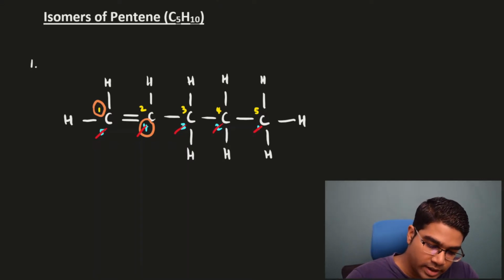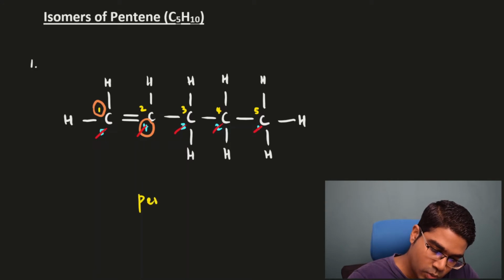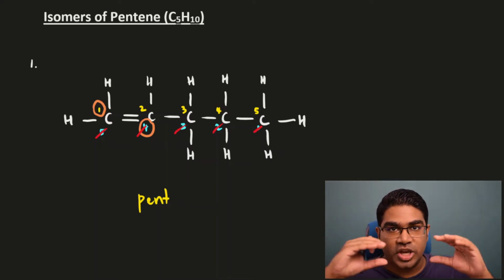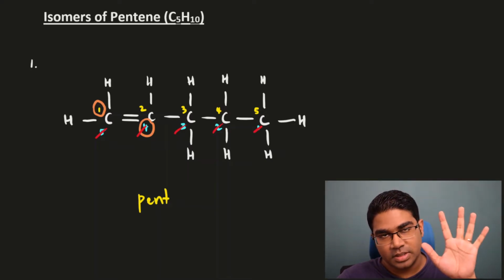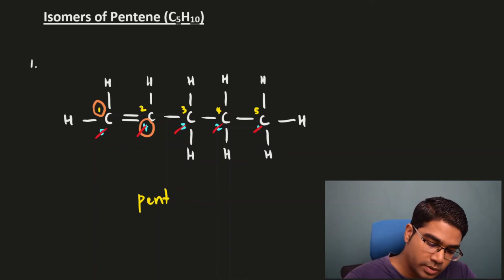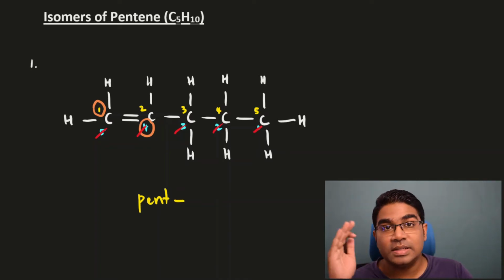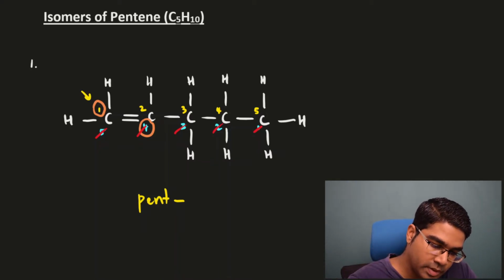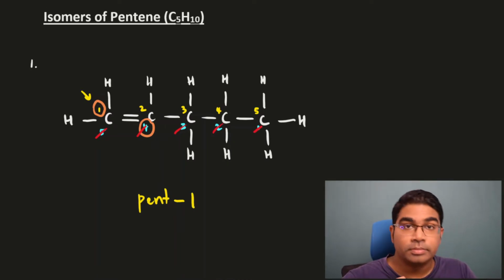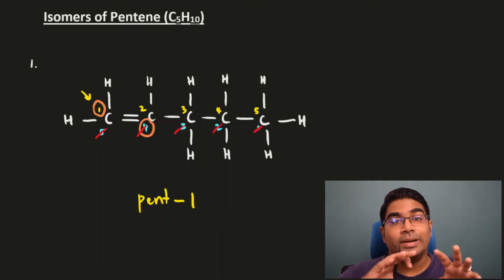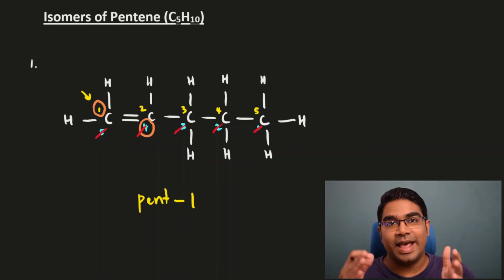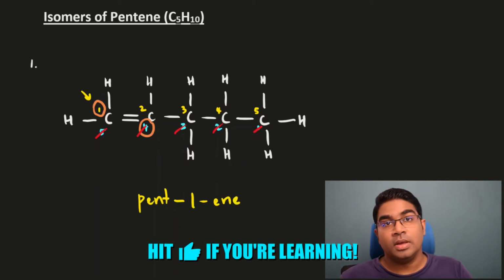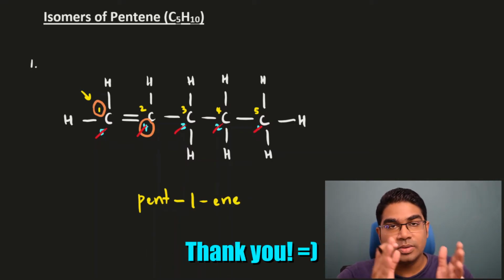So this will be known as pent. Why do we say pent? Because there are 5 carbons in this chain. Pent is the prefix for 5 carbons. And then we go on to write the position of the CC double bond. So here the position of the CC double bond is at carbon 1. So this will be 1. And then we end with what type of molecule this is. Since this is an alkene, it will be -ene. This is the suffix. So this molecule is known as pent-1-ene.